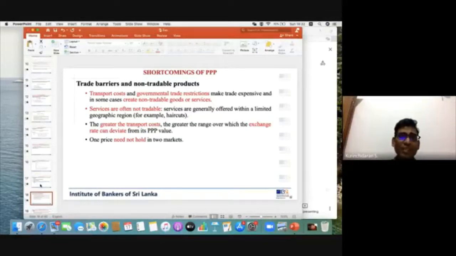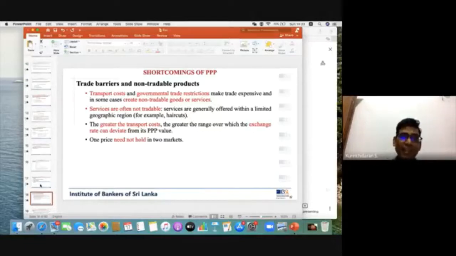When it comes to trade barriers, as we discussed, transport costs and government trade restrictions make trade expensive, and in some cases create non-tradable goods or services. Because of that, you can't find the goods and services at one price. And as I said, services are often not tradable, right? Services are generally offered within a limited geographic region. So even within Sri Lanka we can't do that. So services are not tradable.